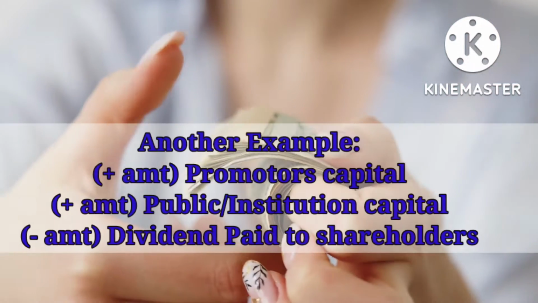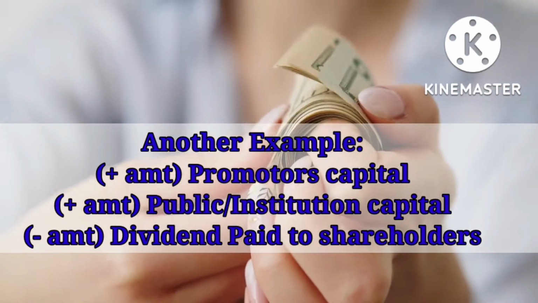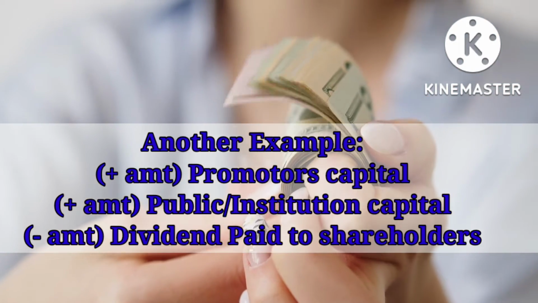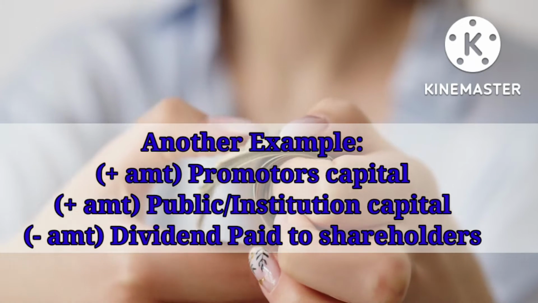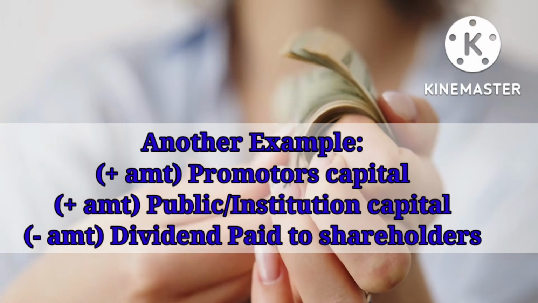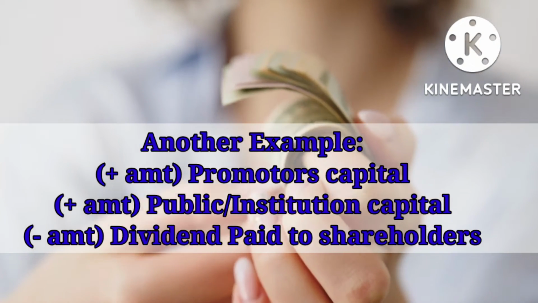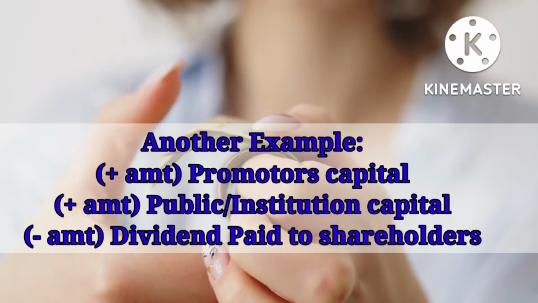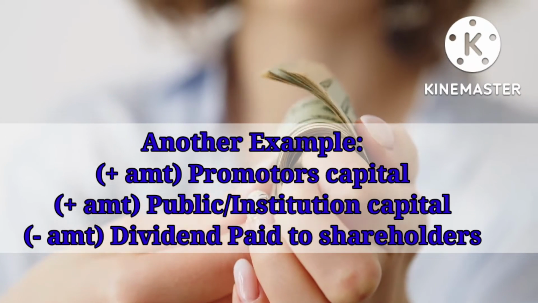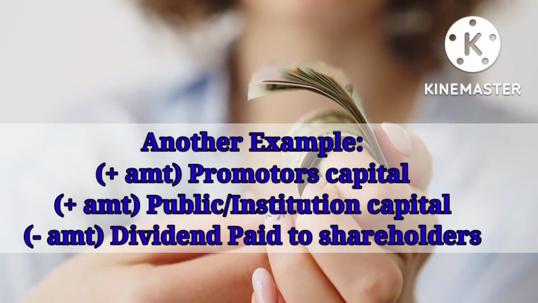So let us say the company promoters have invested capital, which is reflected in financing activities. The IPO, after the IPO, that finance is also reflected in the financing activity. Now the dividends paid out by the company because of these investments by the promoters and the shareholders cause outflow in the financing activity itself. So these are also mentioned as part of the financing portion.